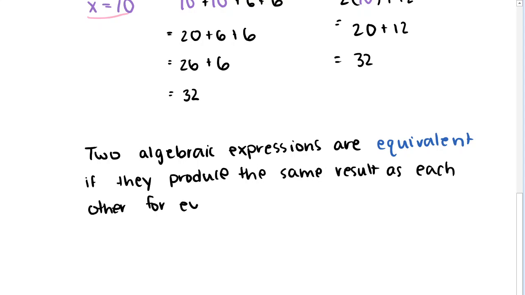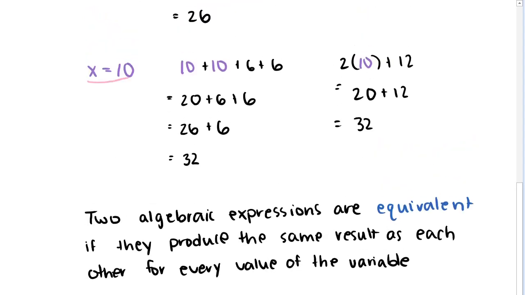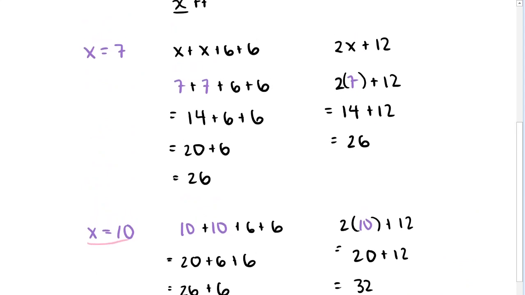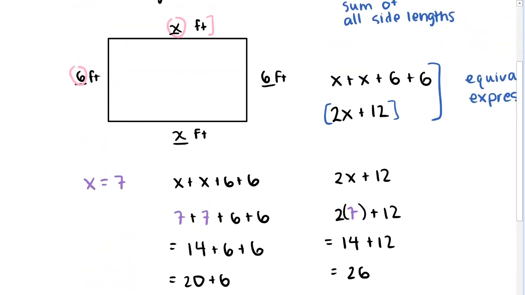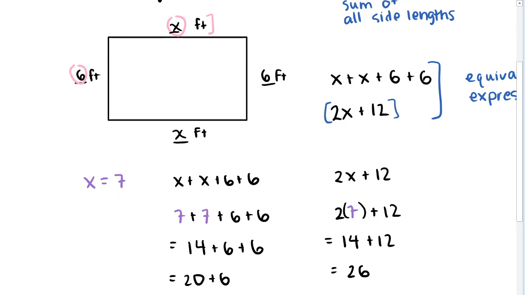For every value of the variable. So the idea is that no matter what number I plug in for x, here we chose 7 and we chose 10 just to pick some random examples, but really the idea here is that no matter what I plug in for x, I should get the same result if these two expressions up here are really equivalent, representing the same idea.